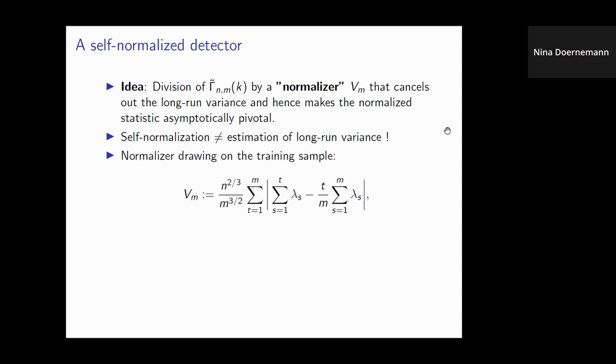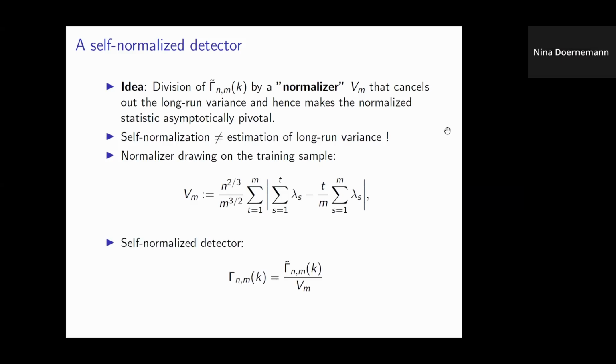So this is the normalizer that we come up with, and the exact form is not too important. This n to the 2/3 is motivated by concentration results from random matrix theory, and this 1 over m to the 3 divided by 2 comes from the typical order of this type of CUSUM statistics. But what is important to note here is that it draws only on the training samples, so only on the time period where we know that there is no change.